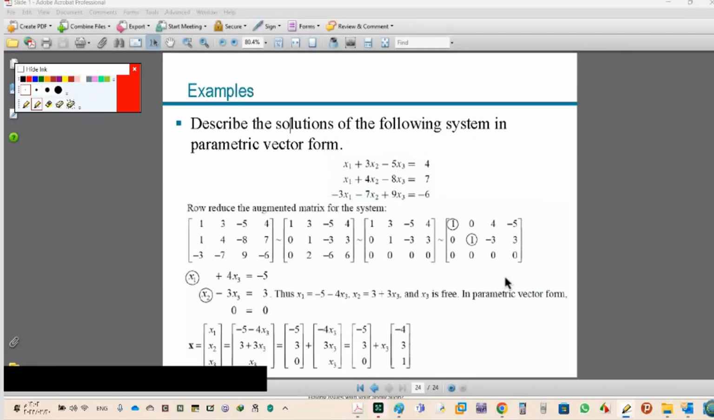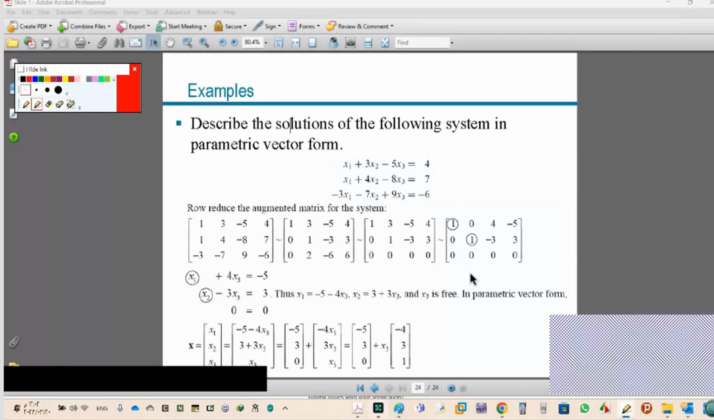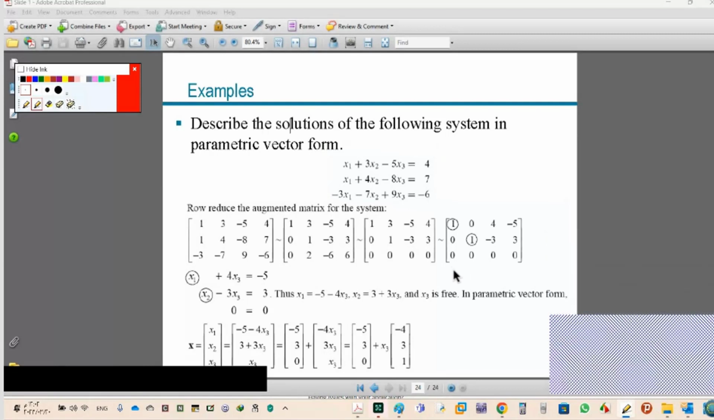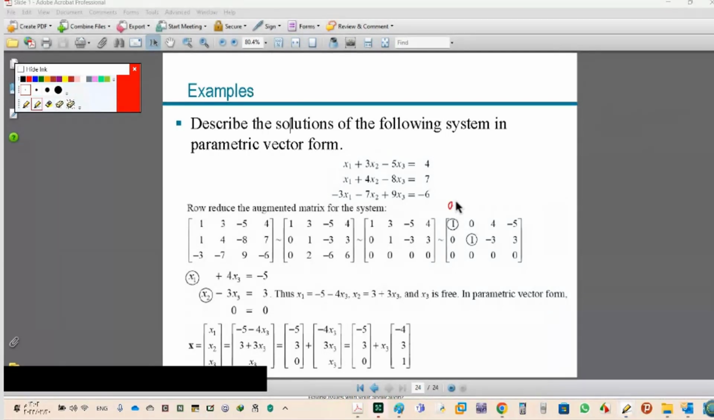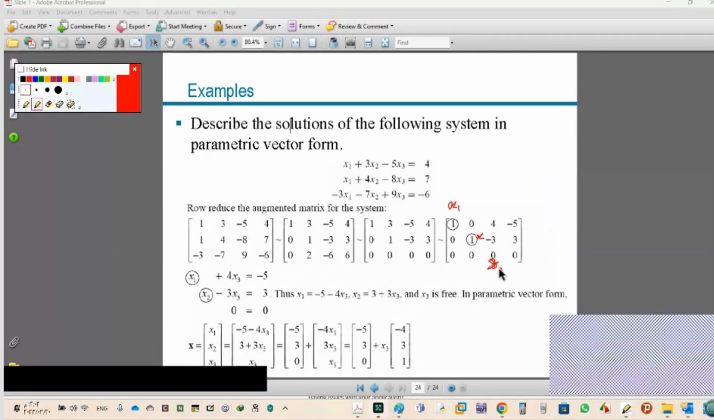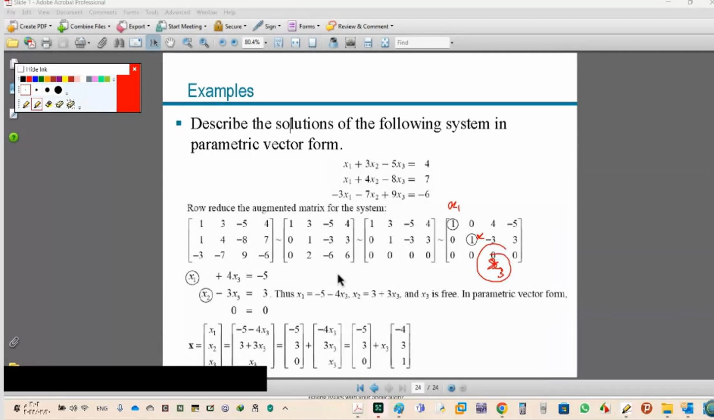Now, this is your job. Do we have a free variable? It's your problem, Khalil. Do you have a free variable? What's the name of this free variable? Together. It's x1, x2. Yeah, thank you. x3. x3 here is the free variable. So I will write x1 and x2 as a function of x3.